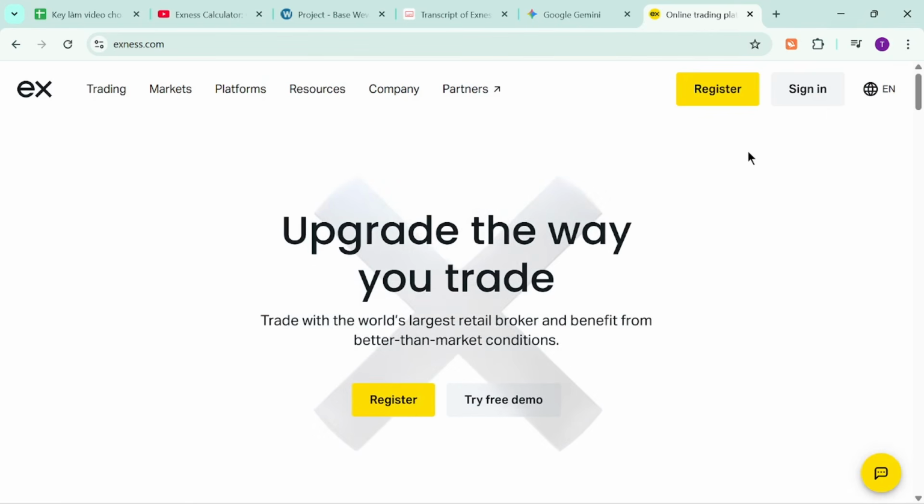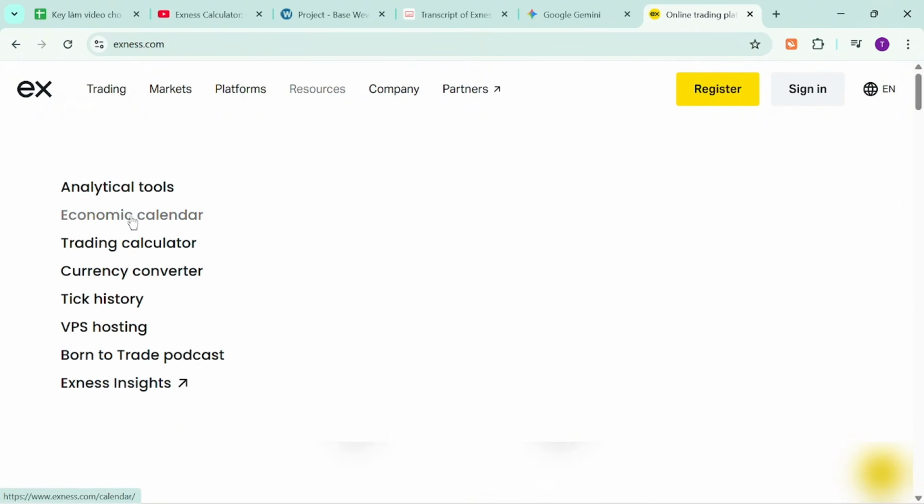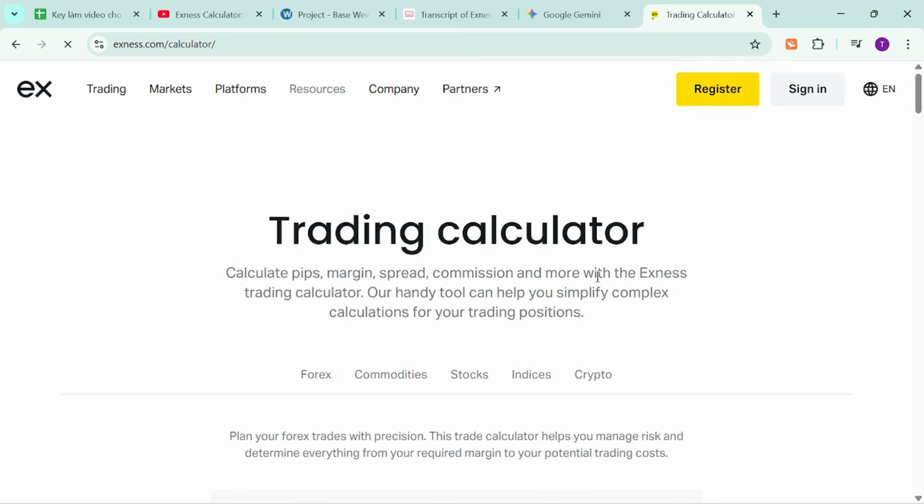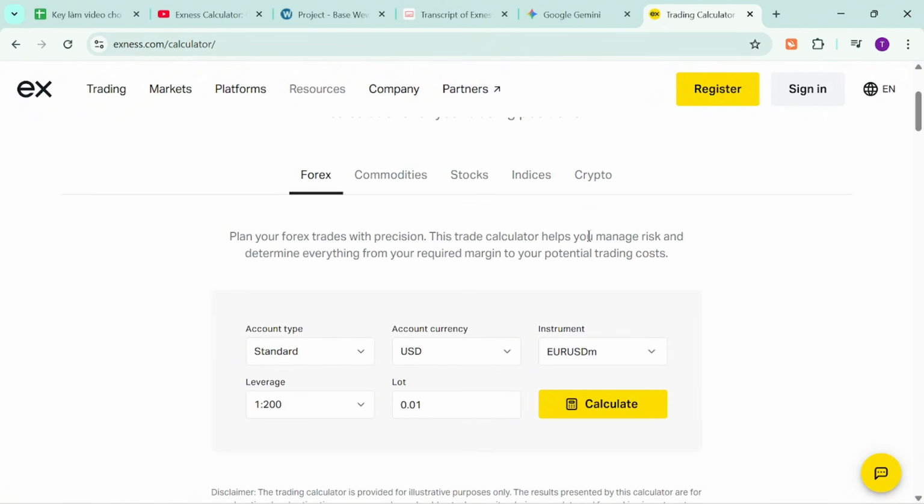Now, I will guide you on how to access the Exness interface. You will click on the Tools section, which is located within the Resources section. From there, you can see the Investment Calculator item. This is the Exness Calculator. Once we click here, the calculator will require several parameters to help you.